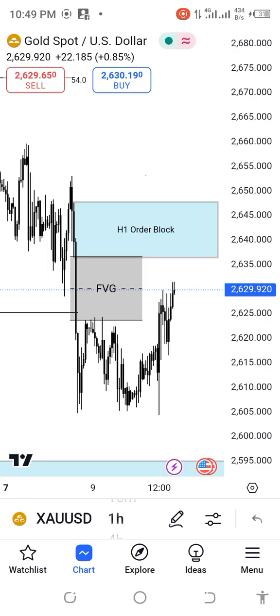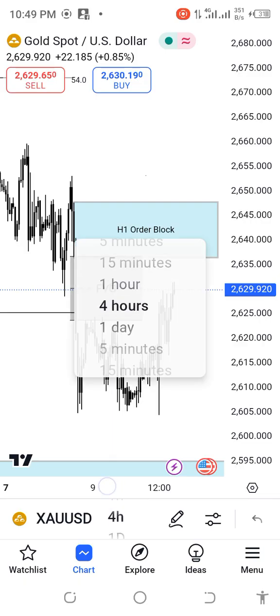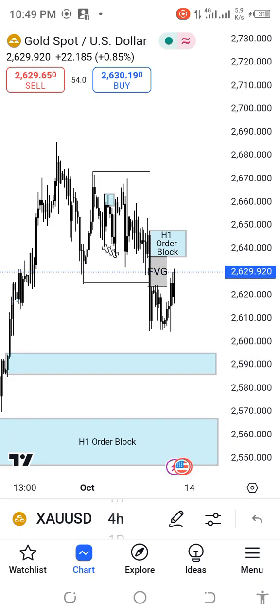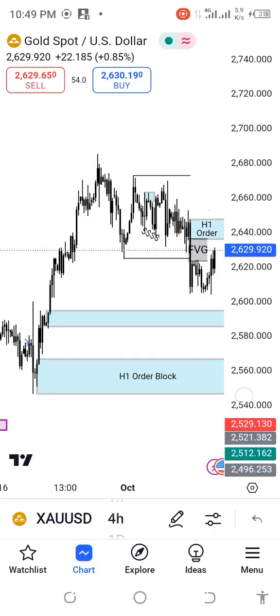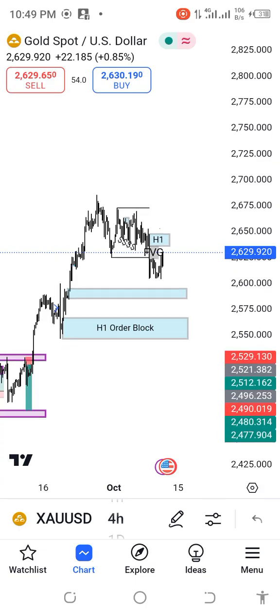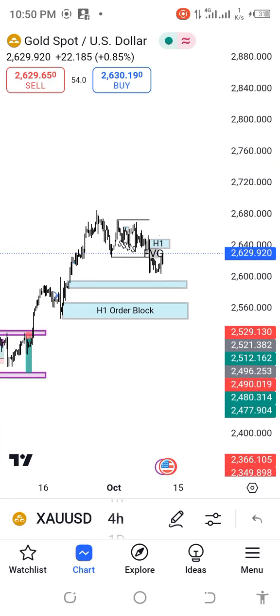Alright, let's go. As you can see, I'm on gold in my TradingView here. Remember what I told you guys: you go to your 4 hour first of all to check your market direction. And you can see the market direction. It is bearish. The market direction is currently bearish for this one here.